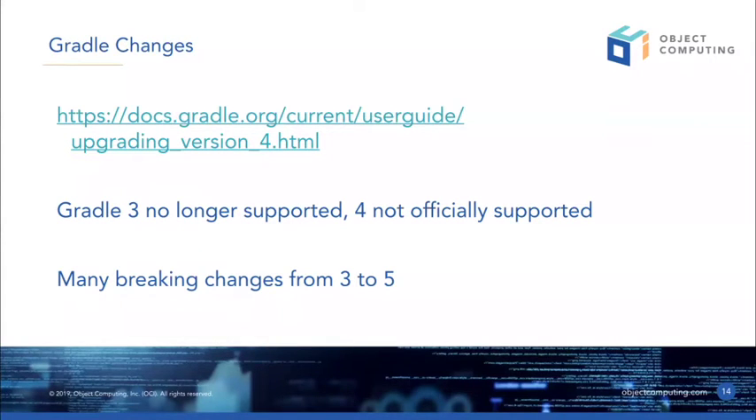Gradle changes. In Grails 3, all new applications were created with Gradle 3, right? But we supported Gradle 4. So when Gradle 4 came out, they introduced some breaking changes, and we made changes in our plugins to support both versions, right? Which was sort of an issue for us because we weren't really testing with Gradle 4 internally. We were just using Gradle 3, right?